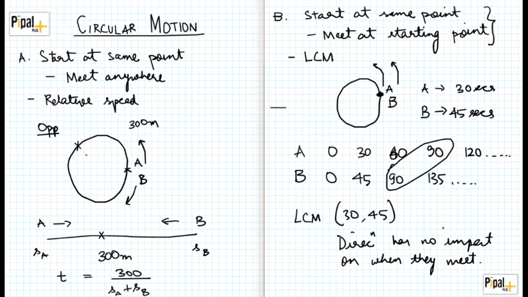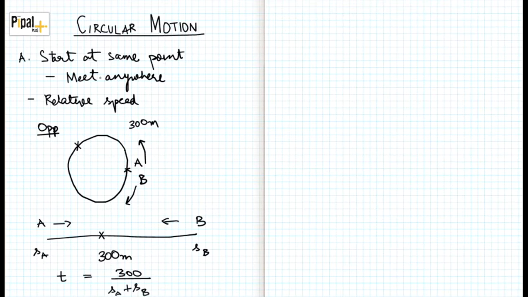So this now becomes a fairly straightforward problem of relative speed, where remember, we have not put any restriction on where they meet. Whenever they do, that's the first time they meet anywhere on the circumference. Now let's look at the second situation. In the second situation, let's say they're both moving in the same direction.